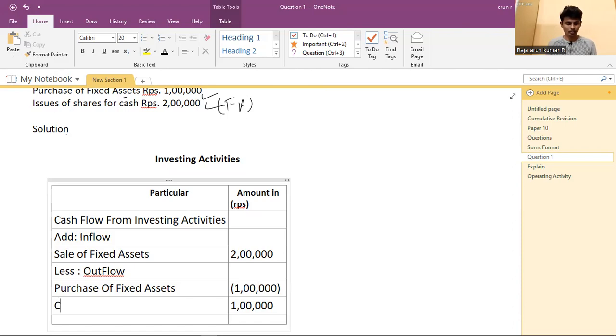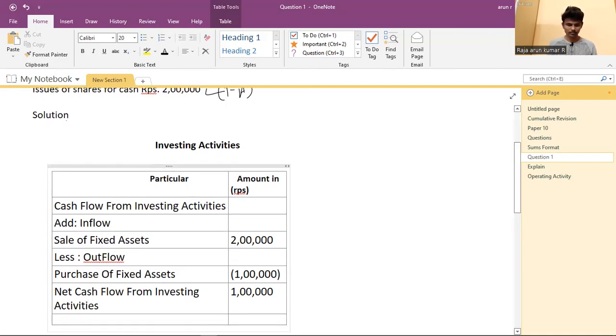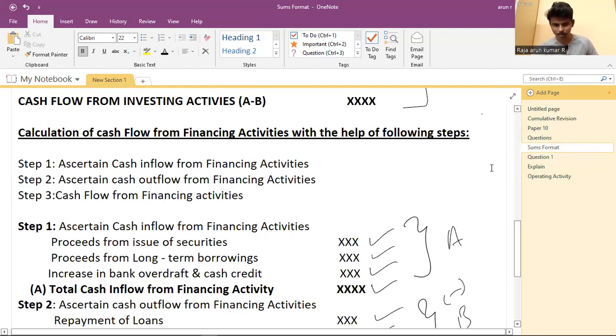This is called net cash flow from investing activity. Okay, we did the sum in the simple way I explained. Then we go to the format of financing activity.